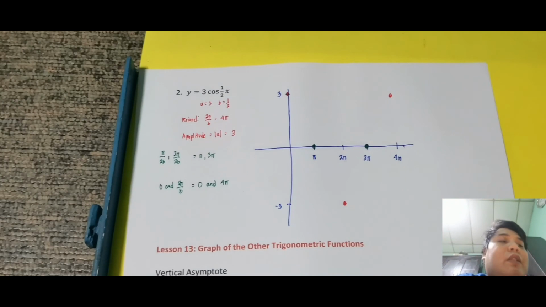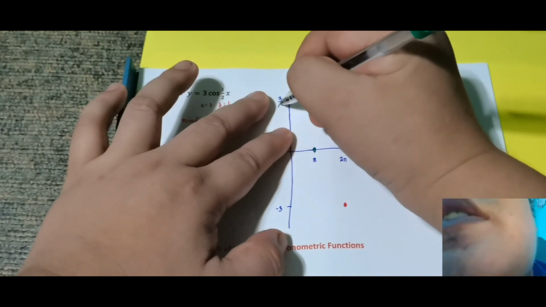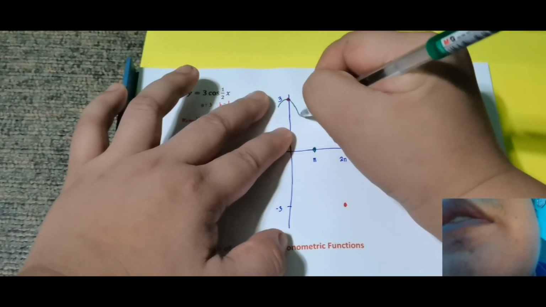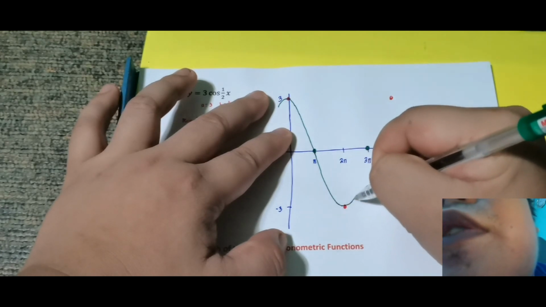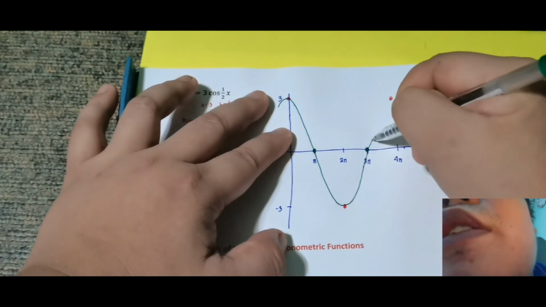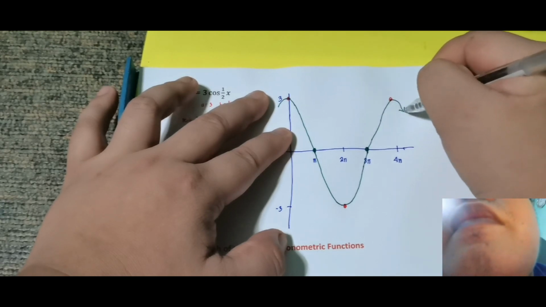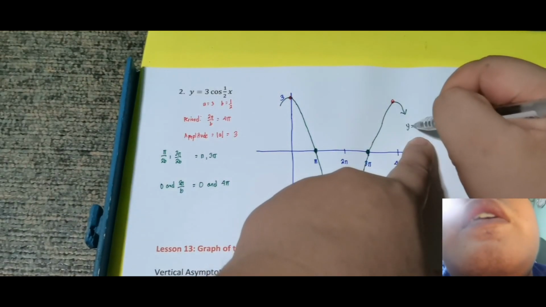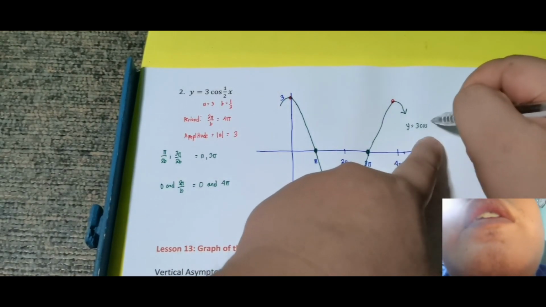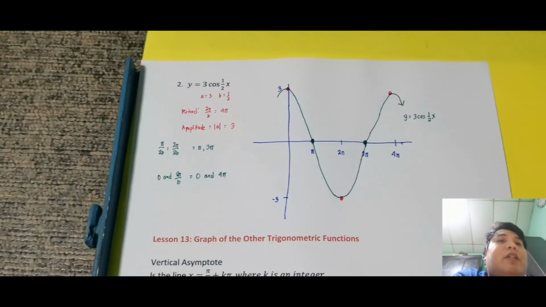Okay, then from that, i-graph natin siya. So, pag ginraph natin, plot ko na lang ng green. So, this is magiging itsura. Tapos dito. Tapos, babalik dyan. Okay, so therefore, ito yung graph ni y is equal to 3 cosine 1/2 of x. Okay, so ganun lang siya kasimple.